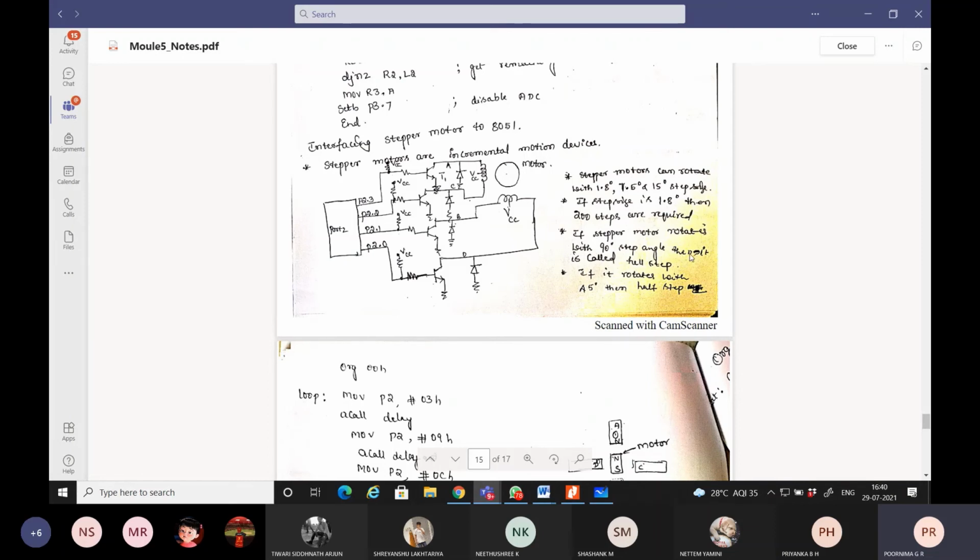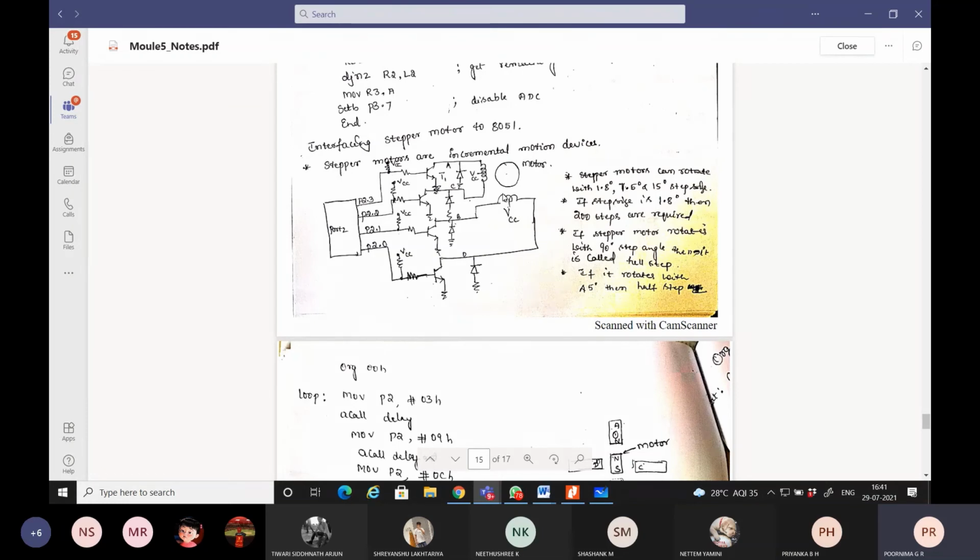If the stepper motor rotates with 90 degrees, then the step angle is 90 degrees, and how many steps will it take? Only 4 steps. If it is rotating at 45 degrees, then how many steps? It is 360 divided by 45. Those many steps will be taken to complete one revolution.